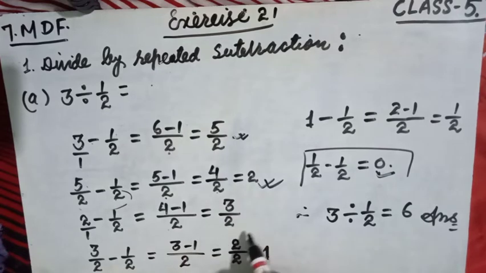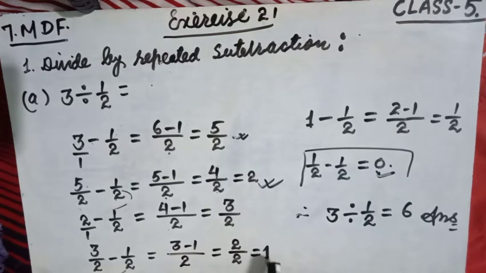Then we have to subtract half from this. 3 by 2 minus half. Once again, now here is the same denominator. Write the single denominator and write the numerator as it is. 3 minus 1 is 2, so 2 by 2. 2 by 2 will get cancelled. 2 ones are 2, 2 ones are 2, so 1. Okay, here is the 1.